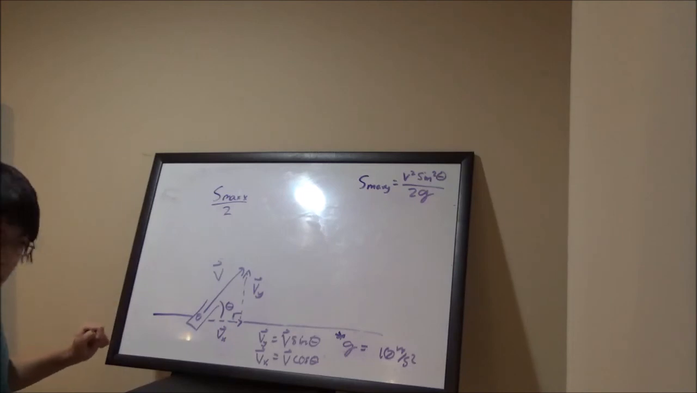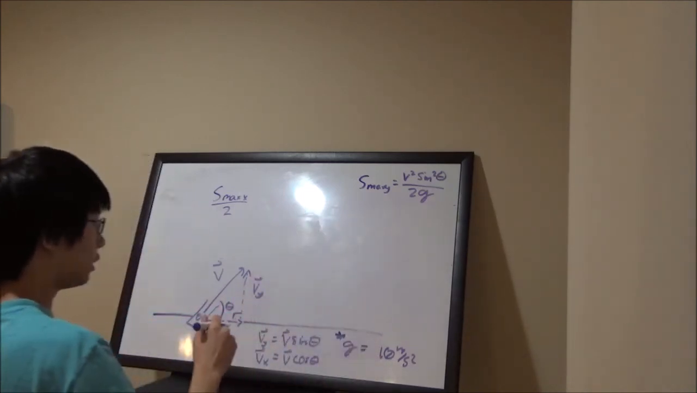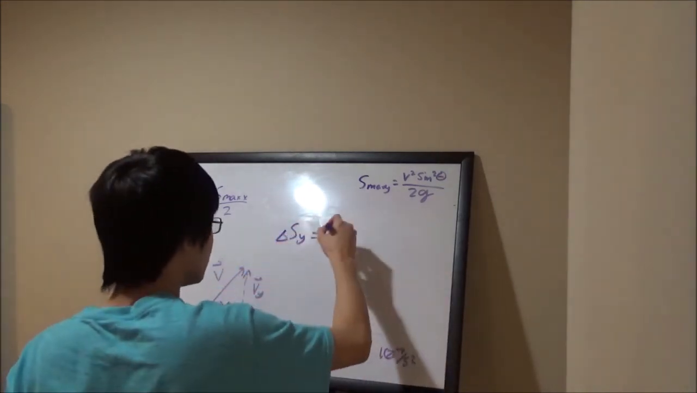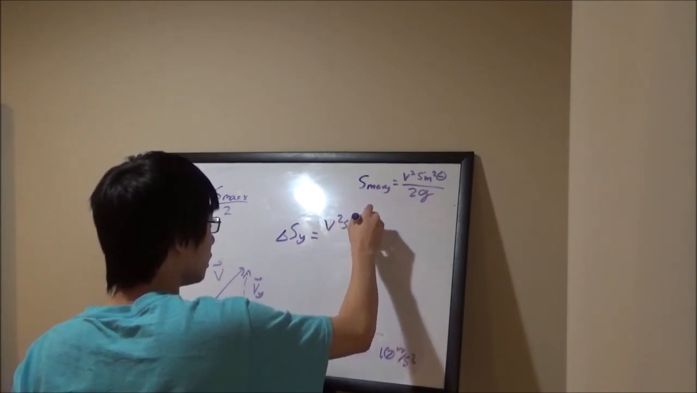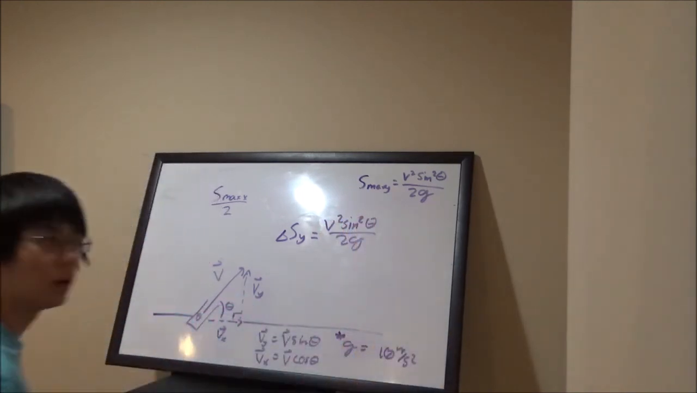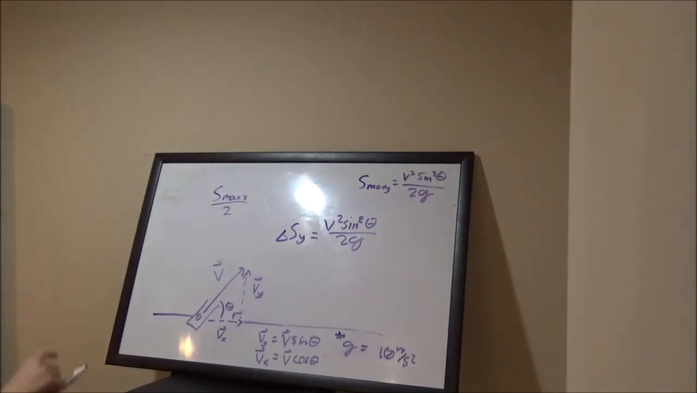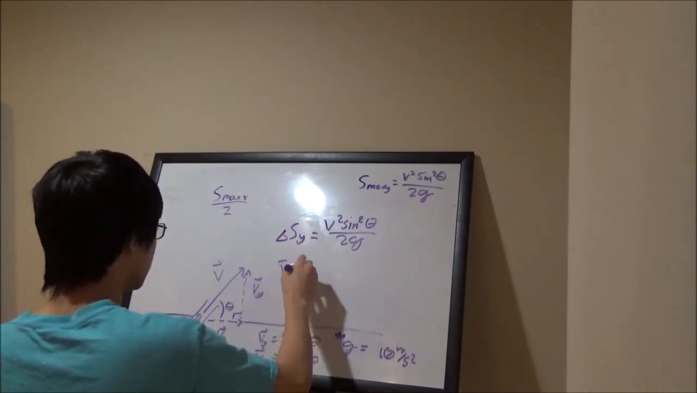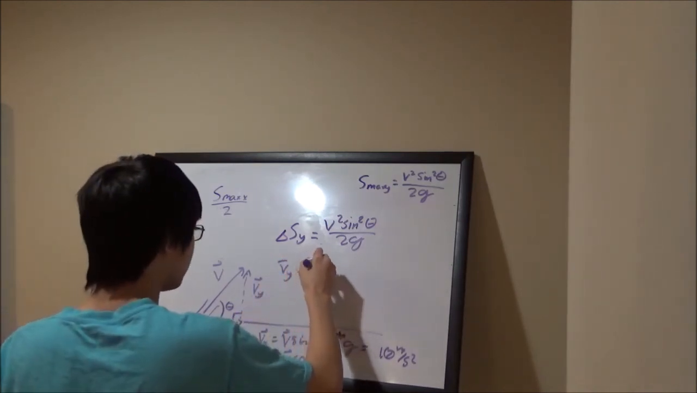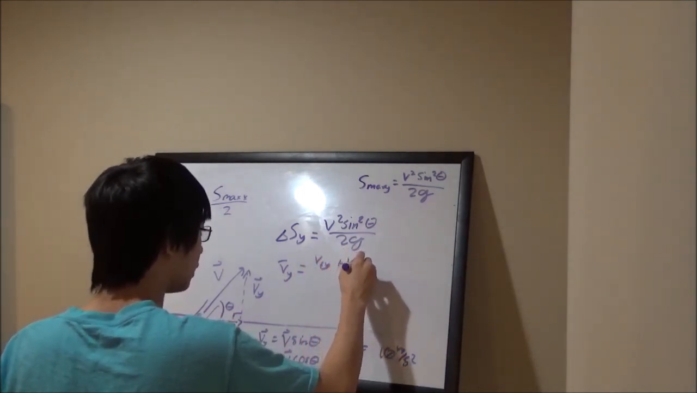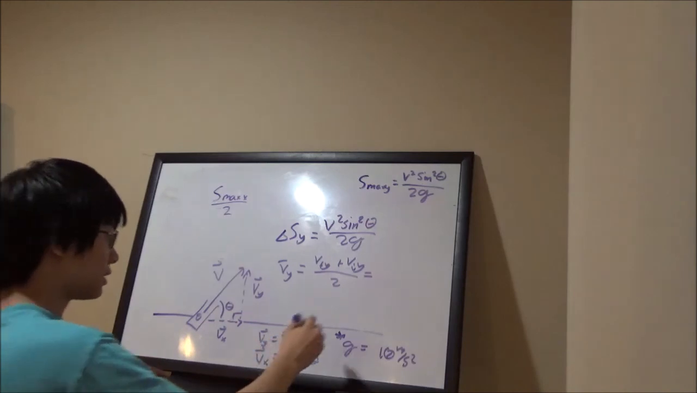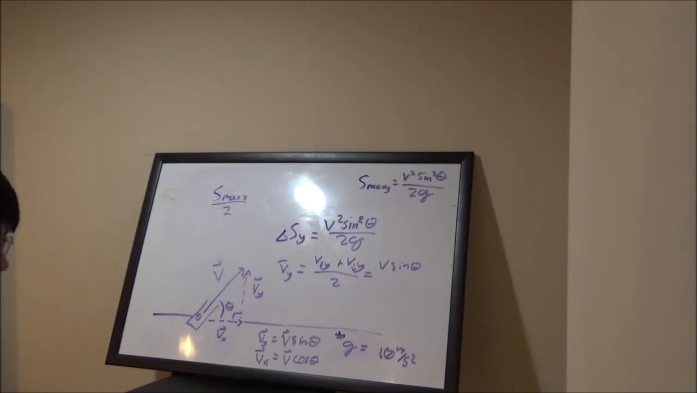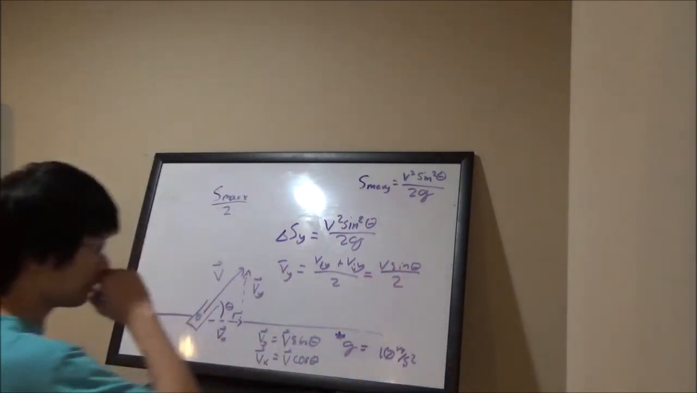How much time has passed for the ball to travel from here to here? Well, we know that delta s in the y direction is equal to this distance, so v squared sine squared theta over 2g. What we also know is that our average velocity in the y direction is going to be the sum of its final, vfy plus viy, over 2. Its initial velocity is v sine theta. But what is its final velocity? Well, that was 0. So in fact, this is going to look like this.